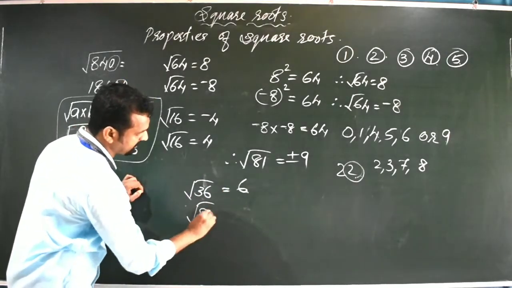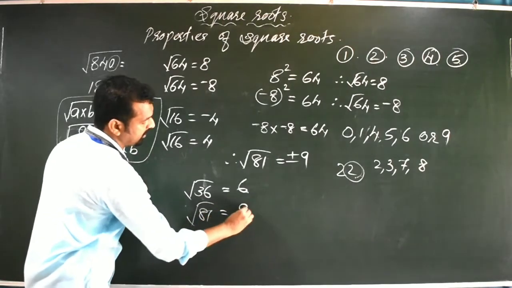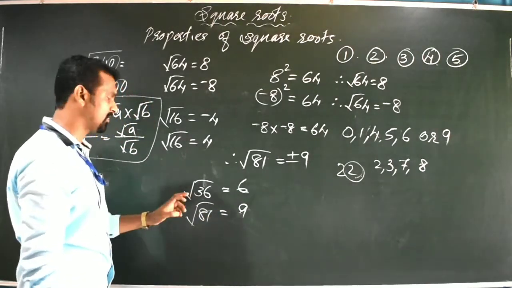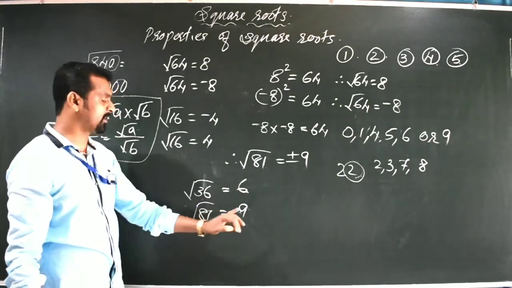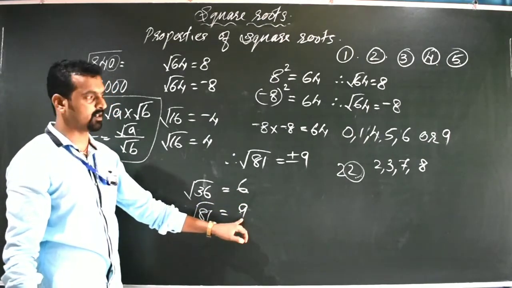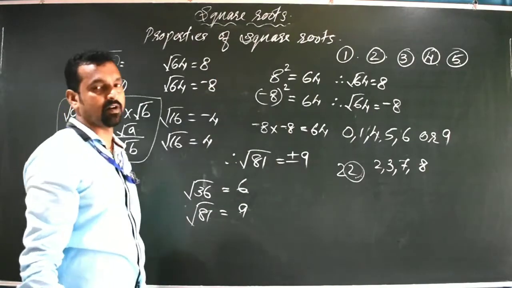Square root of 81: 81 is an odd number, then 9 is also an odd number. So the square root of an even number is always an even number. The square root of an odd number is always an odd number. So these are the properties of square roots.